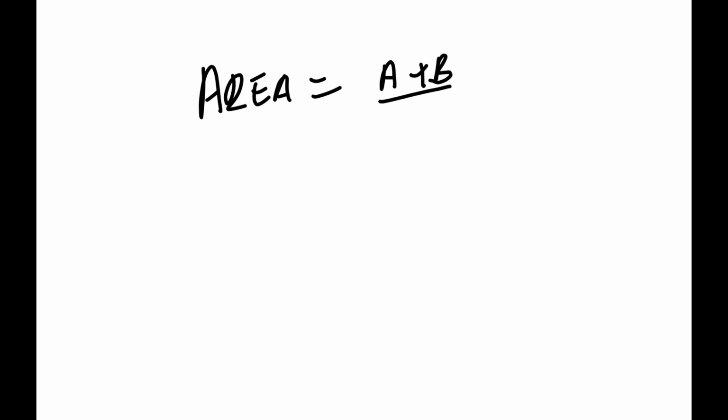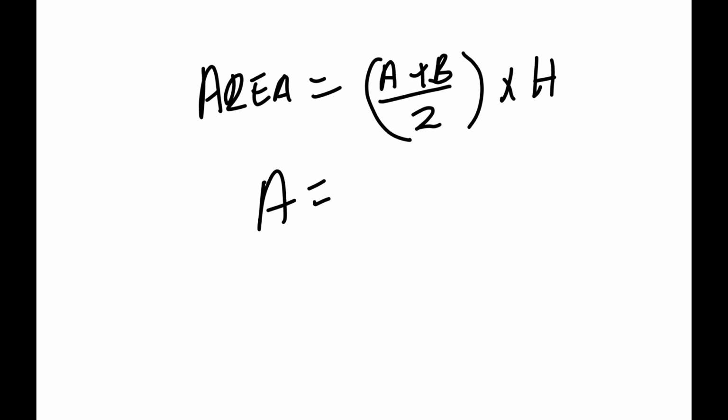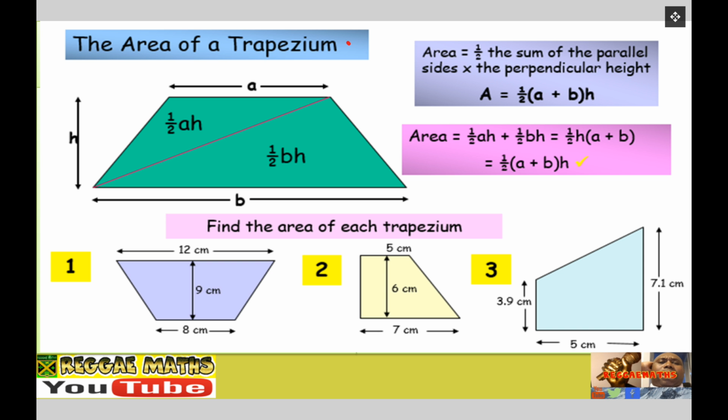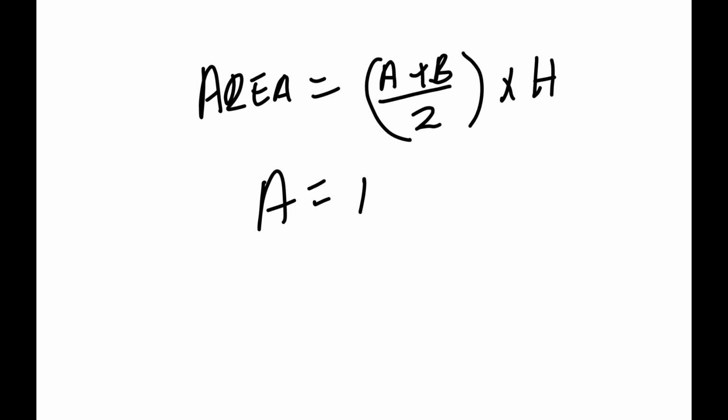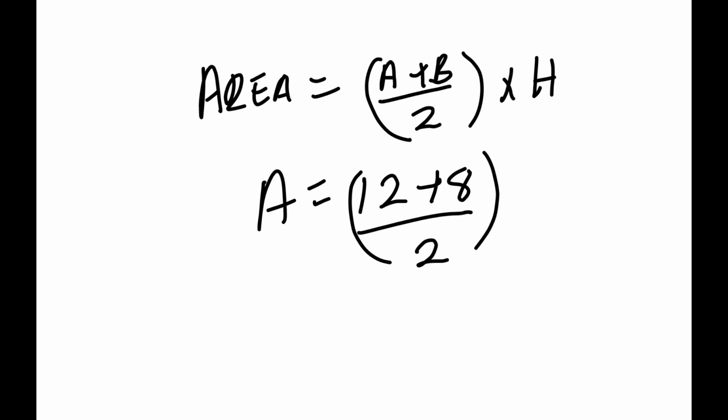So if I rewrite the formula, the area of a trapezium is equal to A plus B, which are the parallel sides, divided by 2, times by H, which is the perpendicular height. So identifying the 2 parallel sides in this case, you can see it is 12 and 8. So 12 plus 8 divided by 2 times by the perpendicular height, which is 9.